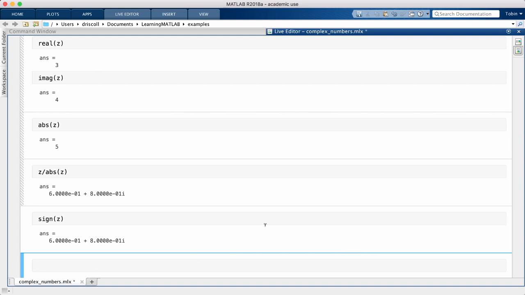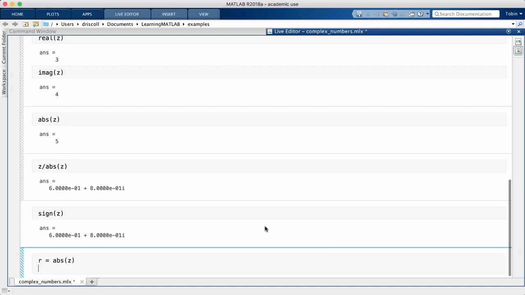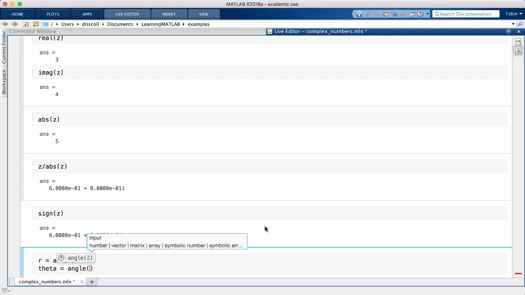Complex numbers have a natural interpretation as polar coordinates in the plane. The magnitude of z is what we would normally call r, the distance from the origin. We can find the polar theta value using the function angle.